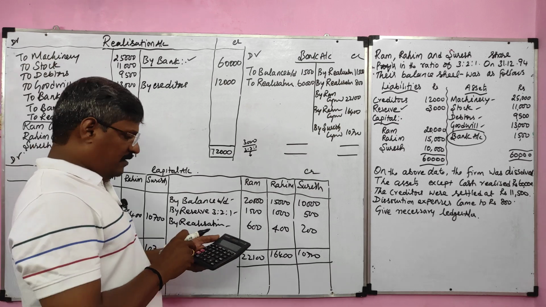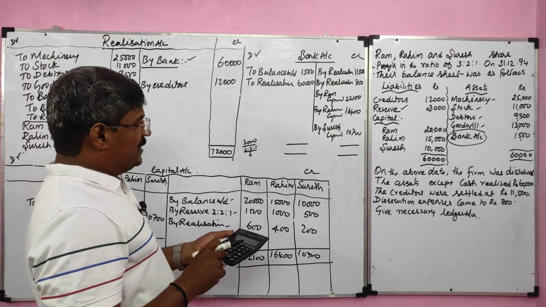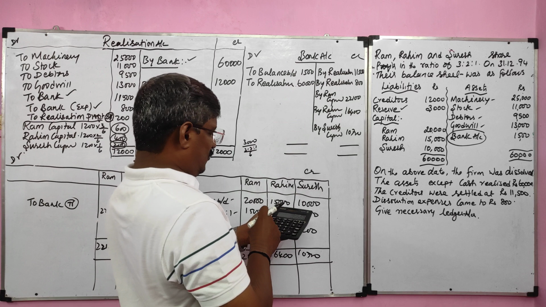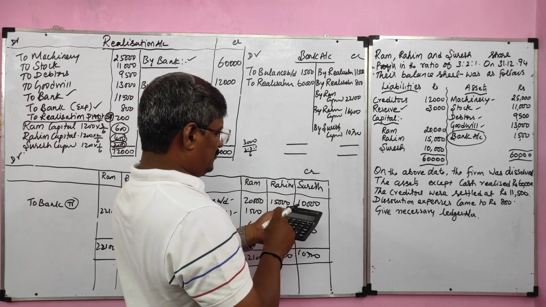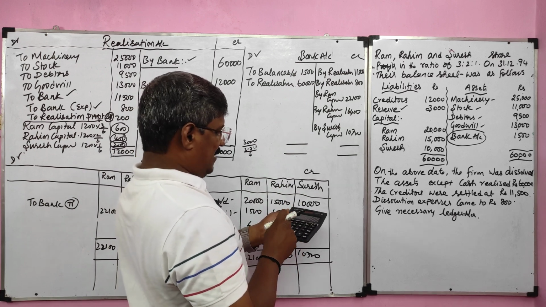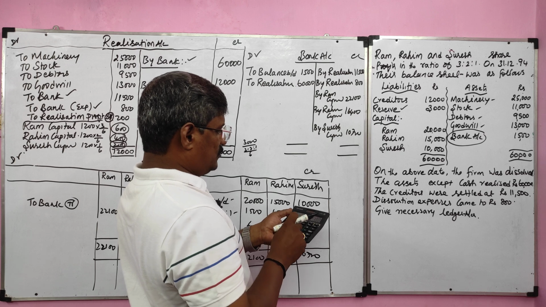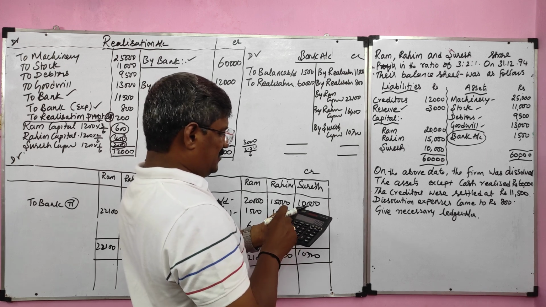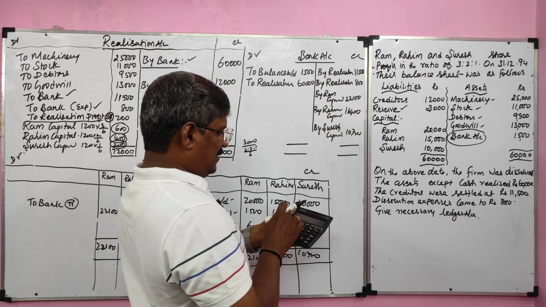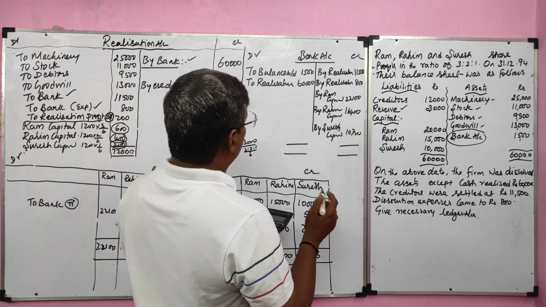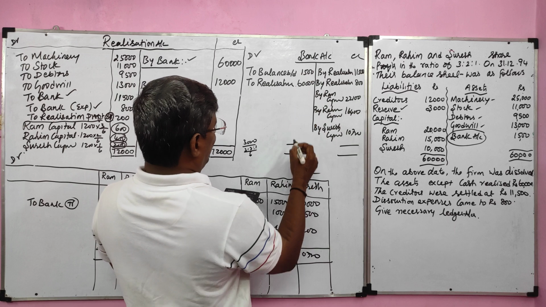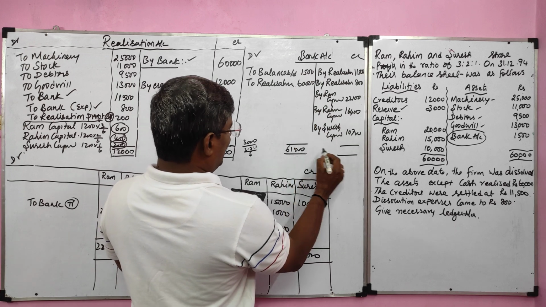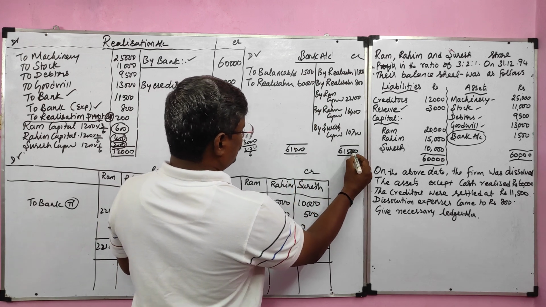Then only our problem is correct. 61,500 is the debit side total of bank. Go to the credit side: 11,500 plus 800 plus 22,100 plus 16,400 plus 10,700. So the total of bank on the debit side is 61,500. The credit side total also we got 61,500.